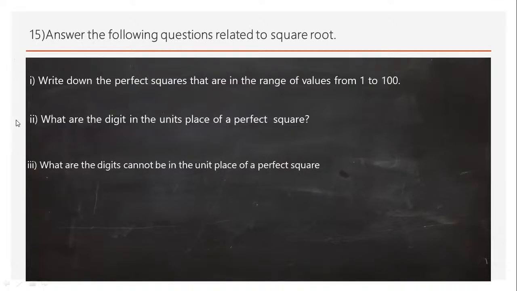Answer the following questions related to square root. Every day I am giving find the square root by prime factorization method. I know all of you can find it easily. So I have included some other questions here.